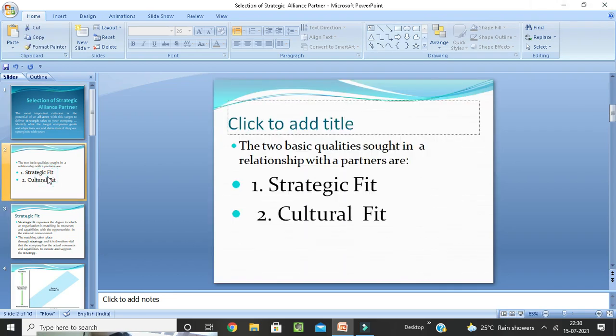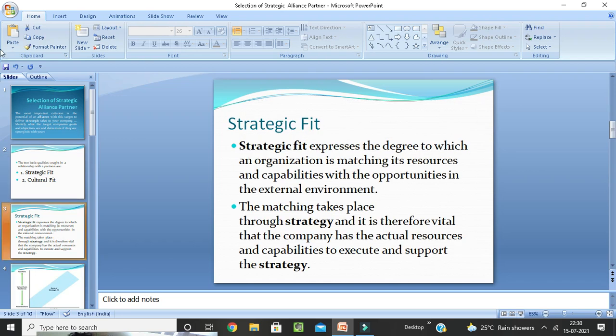Now, the selection of a strategic partner is based on two things. The two basic qualities sought in a relationship with the partners are: first one, strategic fit, and second one, cultural fit. That means there are two types of fit in strategic alliance partners: one is strategic fit, another one is cultural fit. Now, what do you mean by strategic fit?